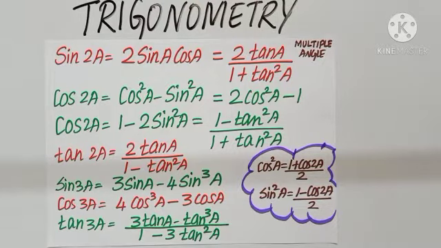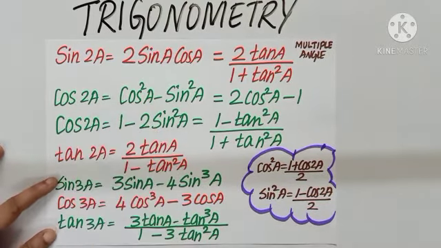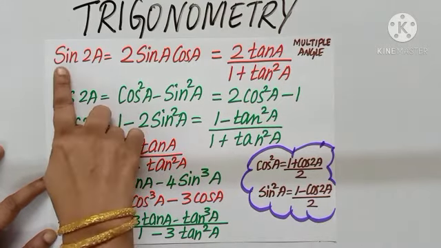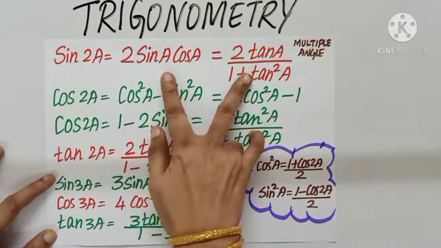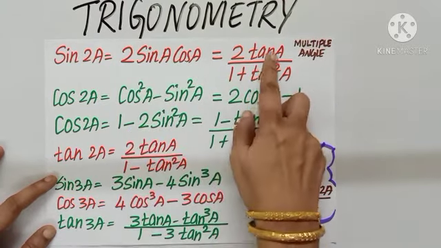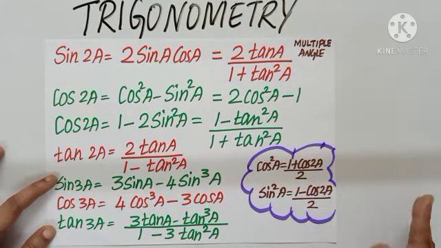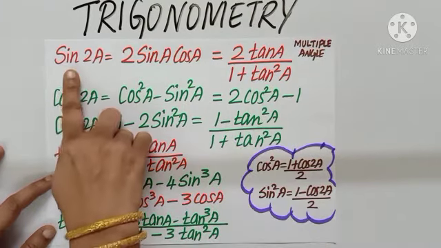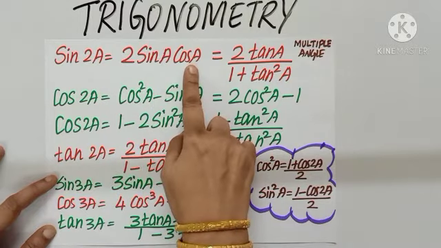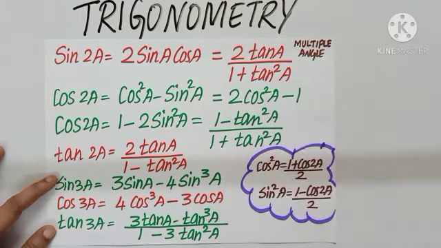The multiple angle formula in sine, cos, tan. We have 2A and 3A formula. Sine 2A: there are two formulas for that, one in terms of sine and cos, the other in terms of tan. Depending on the question as to what is given, use the formula. First one, sine 2A is 2 sine A cos A, or 2 tan A by 1 plus tan square A.